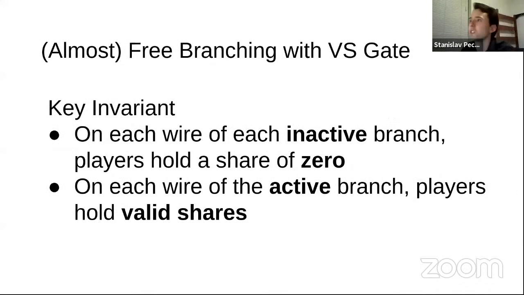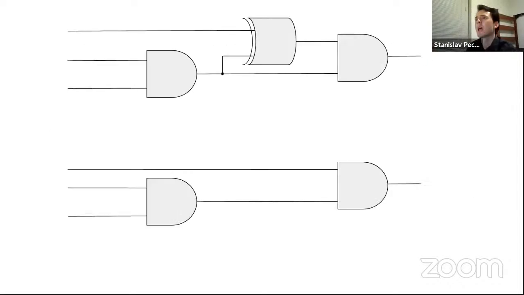So to show how VS gate facilitates efficient conditional branching, we first state our invariant. On each wire of each inactive branch, parties will hold a share of 0. On the other hand, on each wire of the active branch, parties hold valid shares. In our example, we have 2 branches. We consider the upper branch to be the taken, that is active branch. And now if our invariant holds, we can substitute each pair of AND gates across branches with a single VS gate. Recall that VS gates use the same number of OTs as a single AND gate.